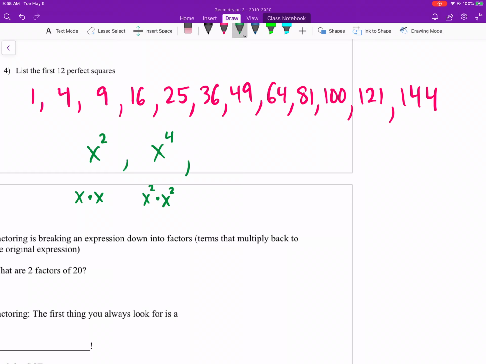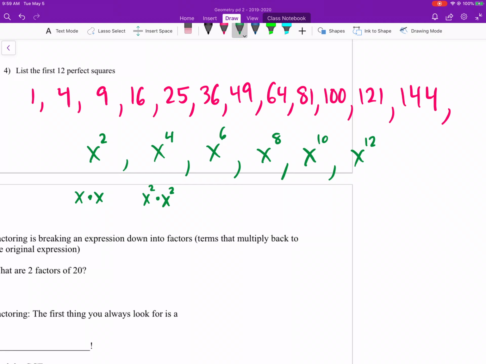Alright, so anything, now it doesn't have to be x, guys, it could be y, z, w, whatever. X to the 8th, x to the 10th, and these go on forever. X to the 12th, you can keep going and going. You can also do that with your numbers. Alright, these are mainly what we'll be dealing with today.